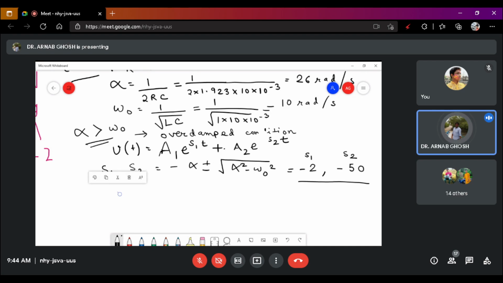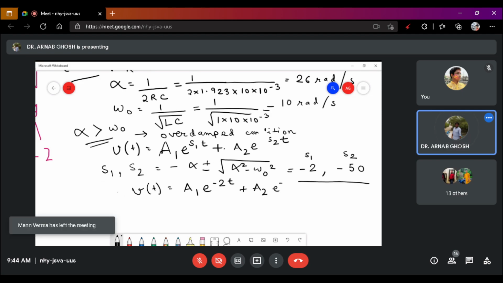So your Vt you can write as A1 e to the power minus 2t plus A2 e to the power minus 50t. See if this is okay or not. We have found out S1 and S2. Put the values of alpha and omega 0, and you will find the two roots S1 and S2.